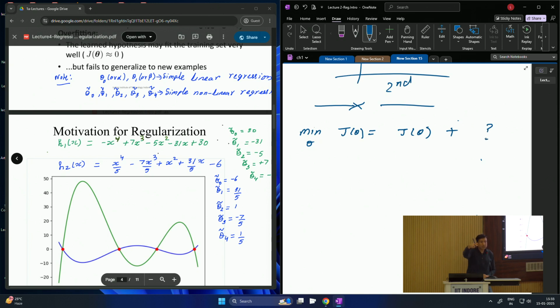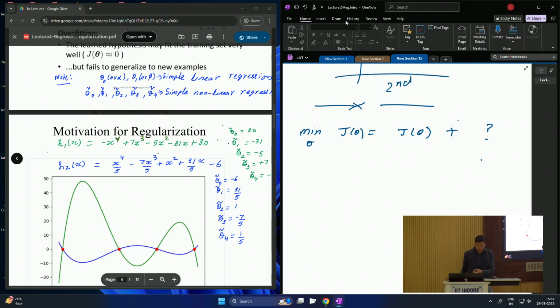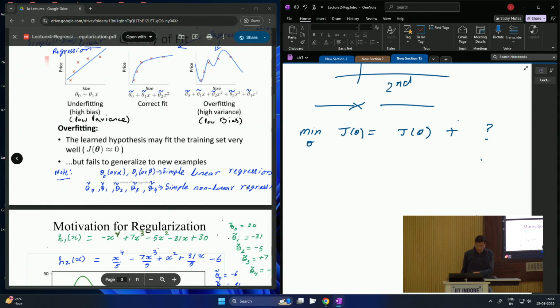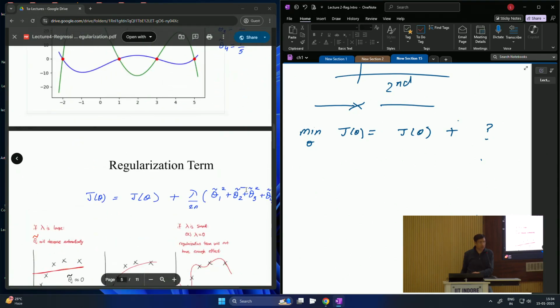What's your name? Ayush. Just 1 minute, let me re-emphasize because you're getting confused. What Ayush is asking is that this is x to the 4 with linear thetas, and you are adding theta square terms here. That is what he's asking. So let me emphasize this again.